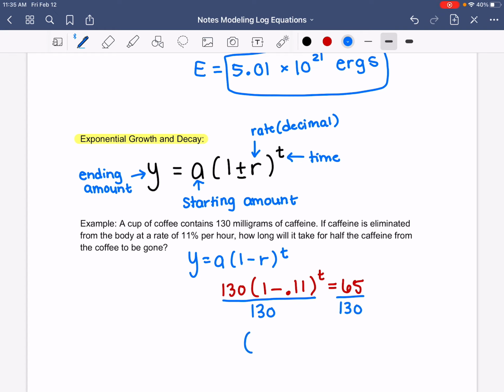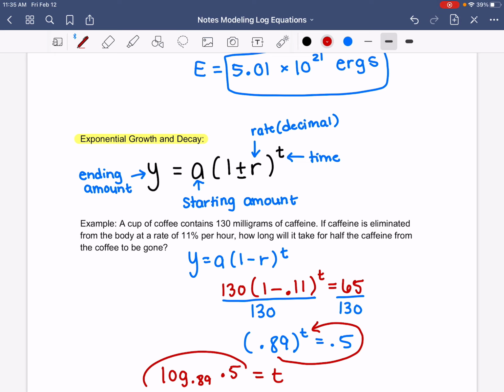I get 1 minus 0.11, so that's 0.89 to the power of t, equals 65 divided by 130. That's a half because it says how long will half be gone, but you can make it a decimal if you want, 0.5. And then this is an exponential problem that we can't solve. We don't know 0.89 to what power is 0.5, so we have to change it to a log problem. So we do log base 0.89 of 0.5 equals t.